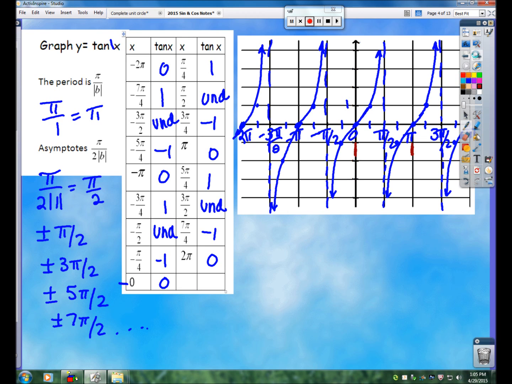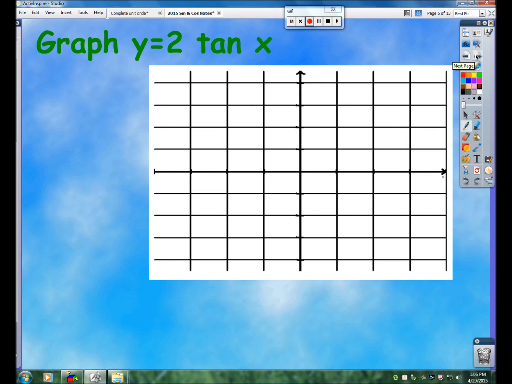All right, so let's look at an application of this. Now our a is 2. So it's going to stretch our graph. This is a vertical stretch on our graph. We're going to multiply all the y values by 2. All right, so here's our pattern again. So let's graph those quadrant angles. Typically, we always start with our quadrant angles.